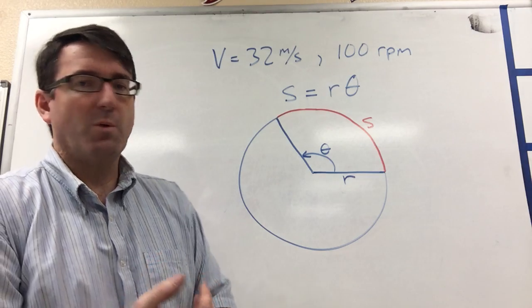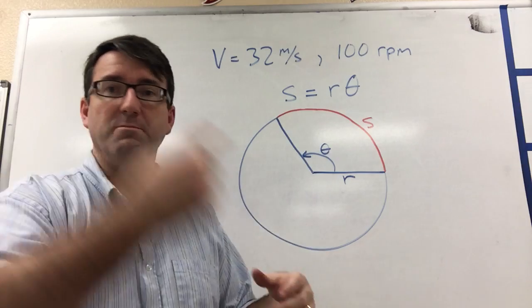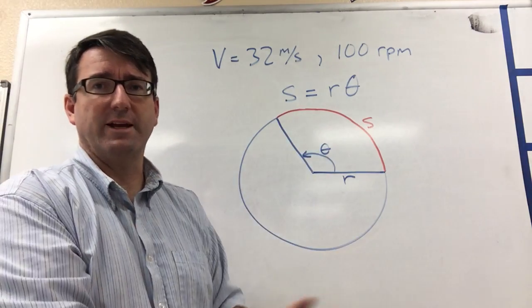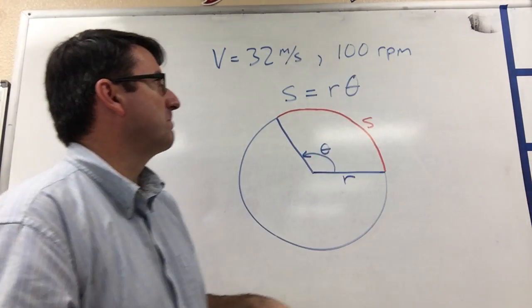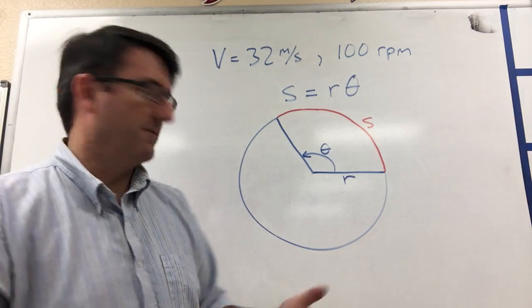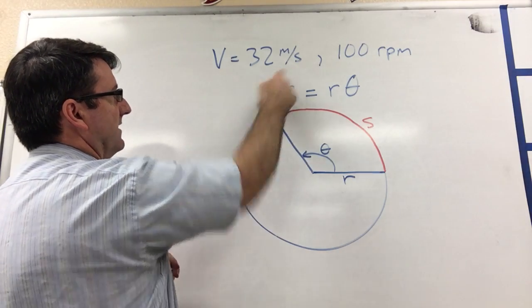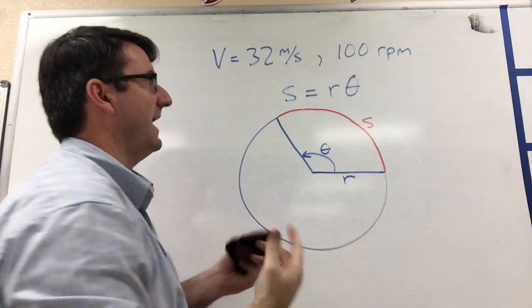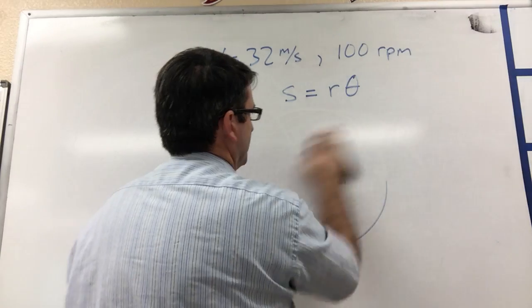Now in this case, we're not talking about just a piece of a circle here. We're talking about going around the circle many, many times. Because this circle is traveling at a rate of 32 meters per second, and it's spinning around 100 revolutions every minute. All right, so let's use this linear speed to figure out the arc length. We'll use the revolutions per minute to find the angle, and then from there we'll be able to find the radius of this circle.